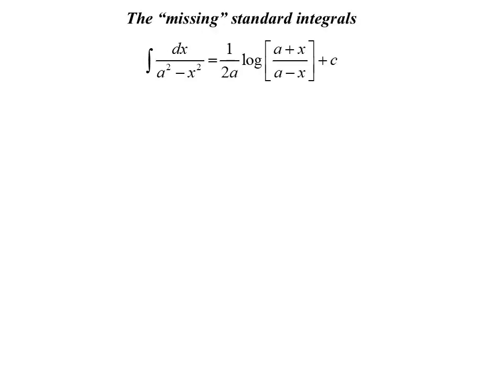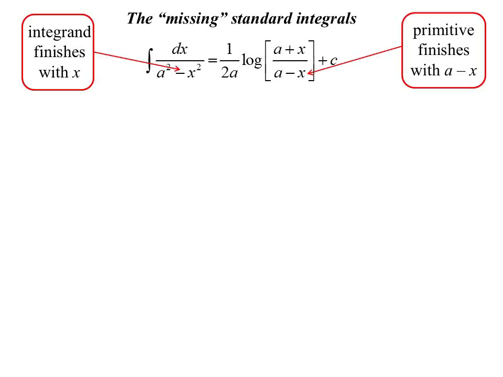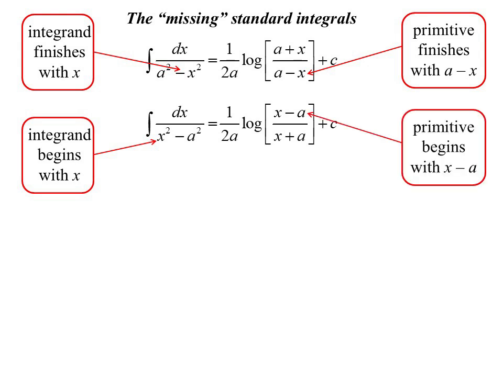So those missing standard integrals, again, how my mind works. Okay, I've got dx on a squared minus x squared. That integral finishes with the x, so my answer finishes with the a minus x. If I've got that one, it begins with the x, so this one begins with the x minus a. Let's play.